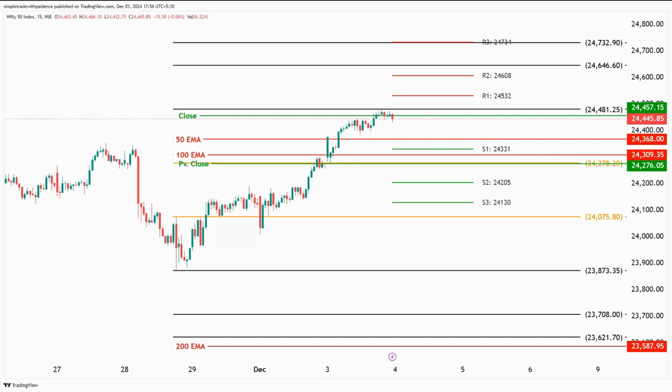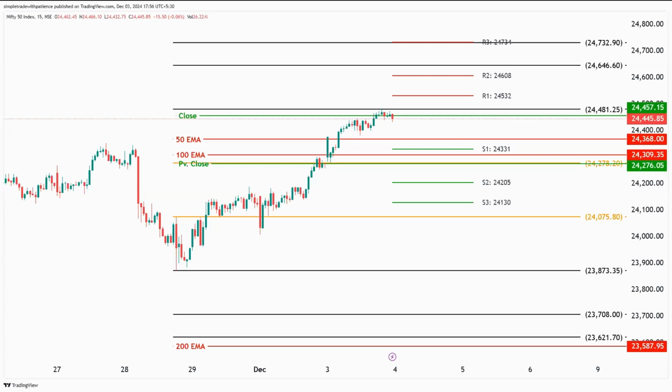Now, Nifty is trading over its 50 EMA, which is placed at 24,367.98, and 100 EMA, which is at 24,309.33. Now, this shows that the short-term to medium-term outlook looks positive and bullish. As long as the index holds above the 200 EMA, which is at 23,587.96, there is good momentum, and this could provide long-term stability.